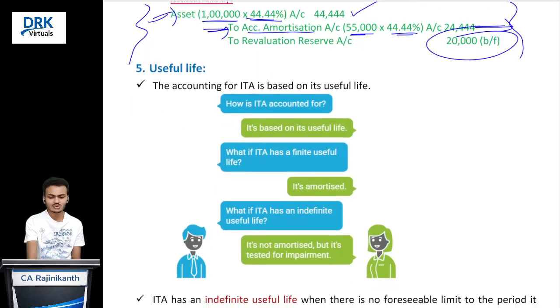And next one is useful life. As you know, accounting for intangible assets is completely based on useful life, correct? If the useful life is indefinite, means what? How can we amortize? We cannot amortize. We should go for an impairment test every year. If it has a finite useful life, yes, we can amortize.